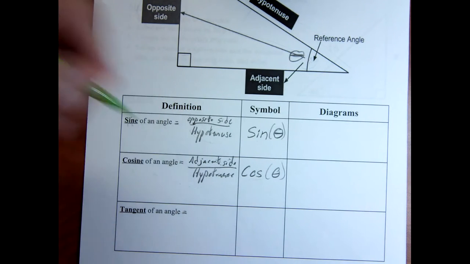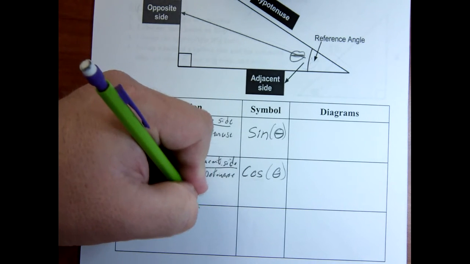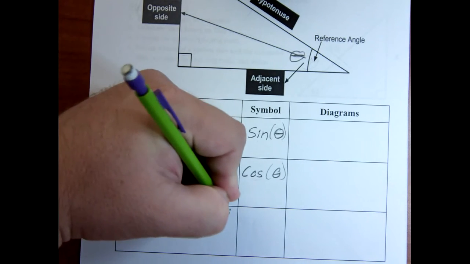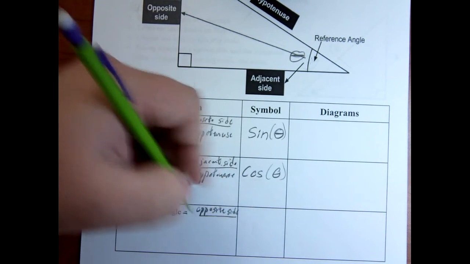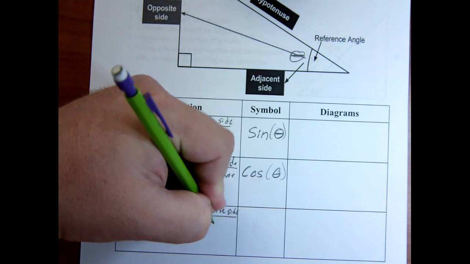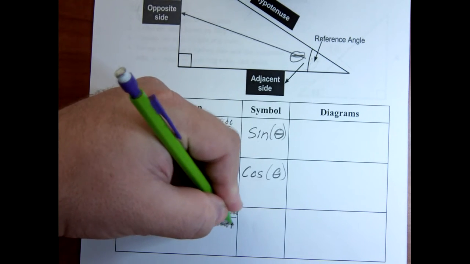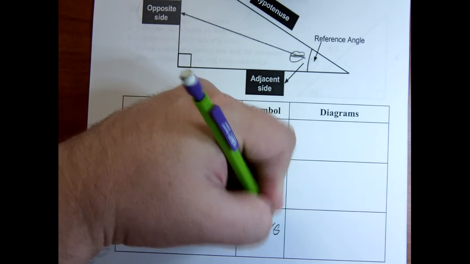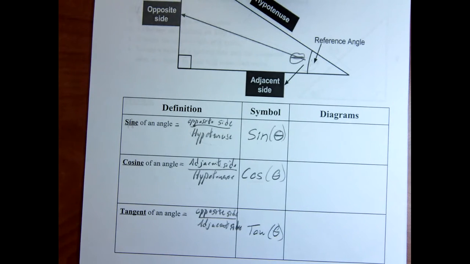The tangent of an angle is going to be defined as the opposite side divided by the adjacent side. And this will be represented again by 3 letters. This is still pronounced tangent. Now the diagrams are very straightforward.